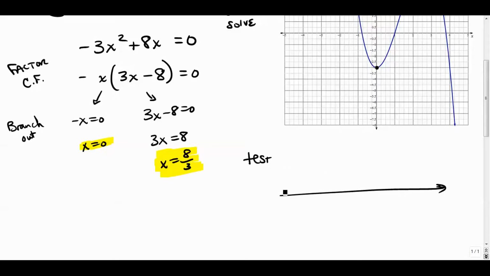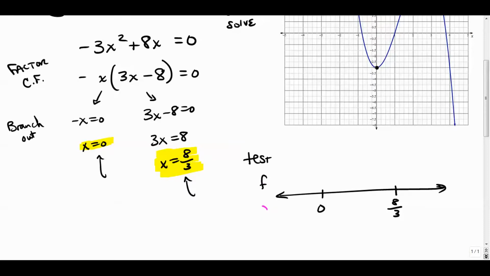So let's put it on our number line. So we have 0 right here and 8/3 right here. All right, so I take these two values and we just want to test them. So I put them on my number line, and I'm going to look at my function up here and my derivative down here. I'll use a different color for my derivative test.